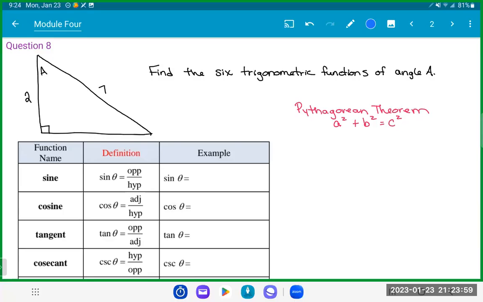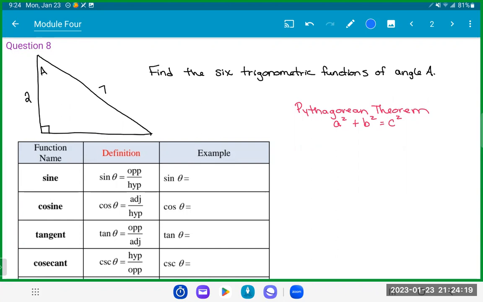For this video, we're going to look at problem number 8 out of module 4. In this problem, you're given a right triangle where 2 of the 3 sides are given to you, and you're asked to use that information to find all 6 trigonometric functions.